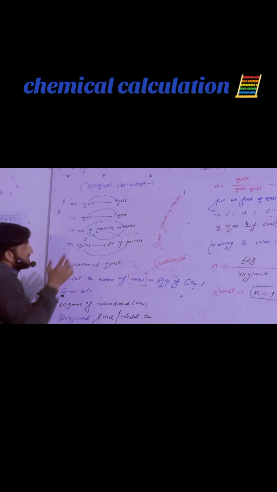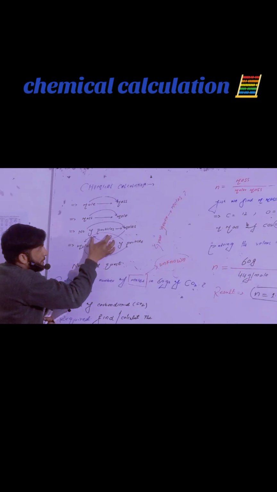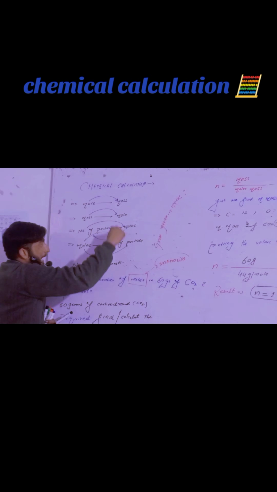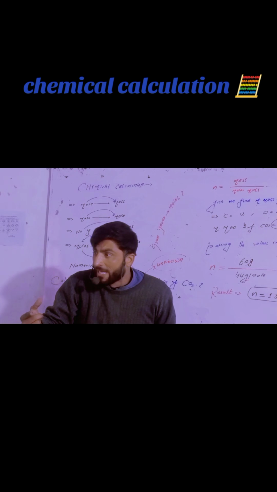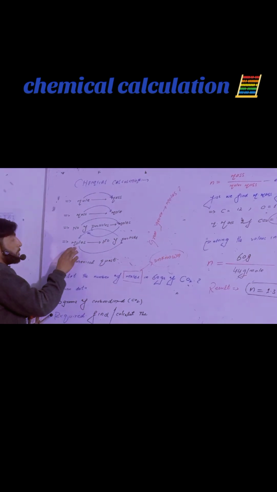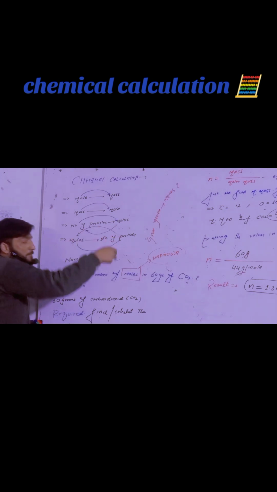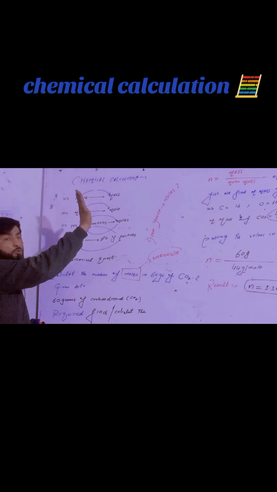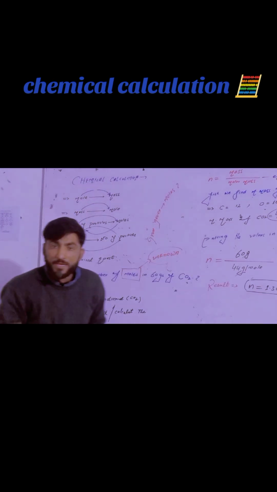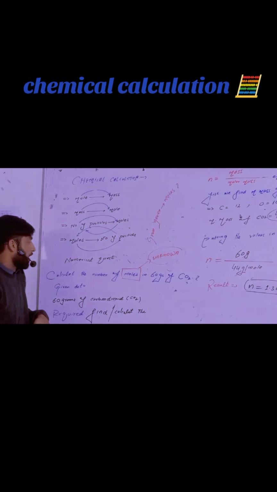Sometimes the number of particles will be given and the mole can be calculated. Sometimes the mole could be given and the number of particles can be calculated. So this is called chemical calculation.